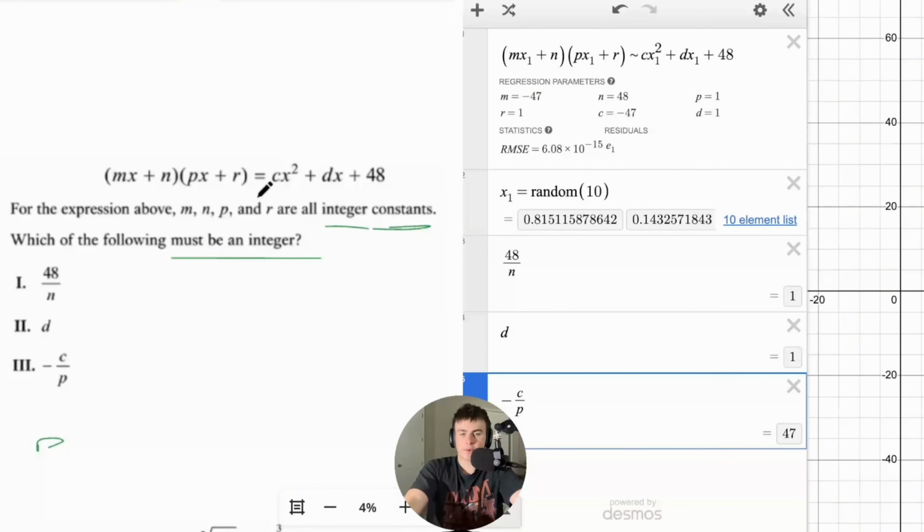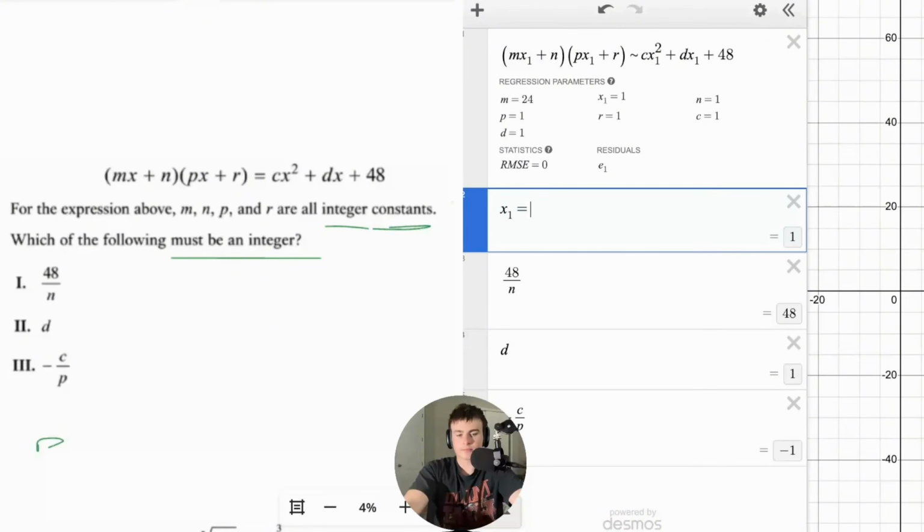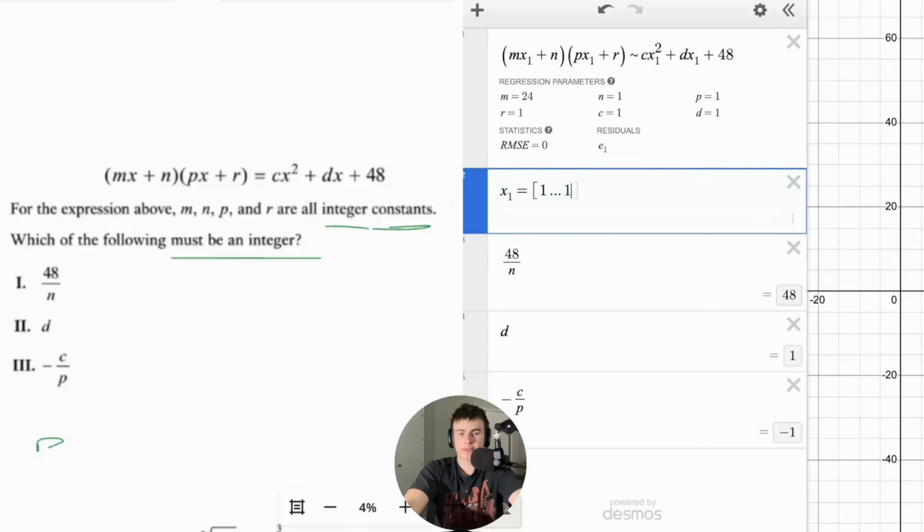You just type in x1 equals random 10. It takes these decimals, it simulates them in for the x values, and it solves for m, n, and p, and r in this case, pretty easily. So pretty cool stuff there. Here you could do the brackets. It wouldn't really matter. It doesn't save you any time. It's the same exact thing.